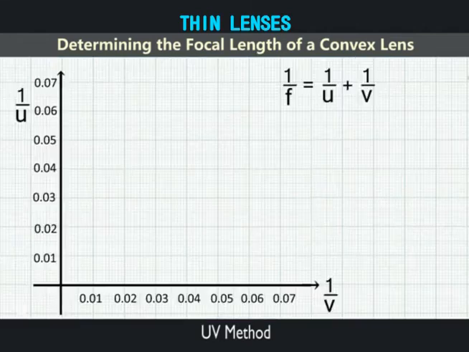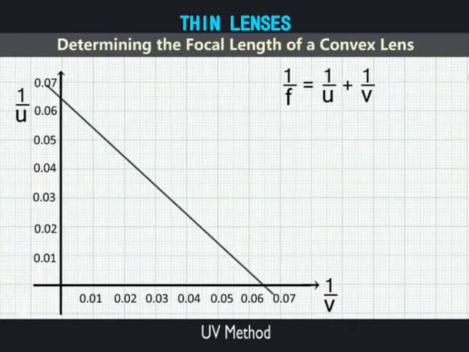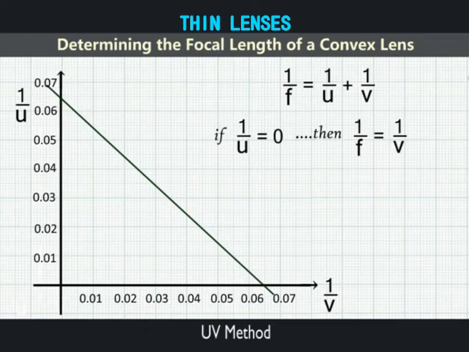Then we plot a graph of 1 over U against 1 over V. It will be a straight line cutting both axes. And from the lens formula, 1 over F is equal to 1 over U plus 1 over V. If 1 over U is equal to 0, then 1 over F is equal to 1 over V. So at what point is 1 over U equal to 0? It's here at this intercept.